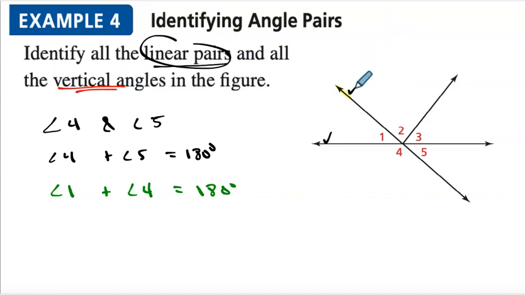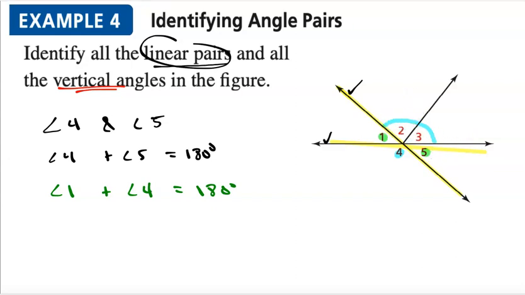I'm going to look for anything that forms an X here, and I do see an X in this picture. I see an X formed by this line and this line here, and 1 and 5 are vertical to one another. Okay, and 4 is not vertical to 2 or 3. Vertical angles are just pairs. So 1 and 5 are the only vertical angles that we see here.